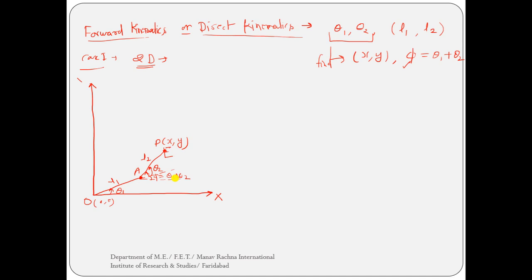So let us consider this as link 1, and using the sine and cosine formula, we will find out the value of this. So if this length is L1, and this makes theta 1, suppose this is point B. So the length of AB is nothing but L1 sine theta 1. All right, and similarly, this length is known as L1 cos theta 1.